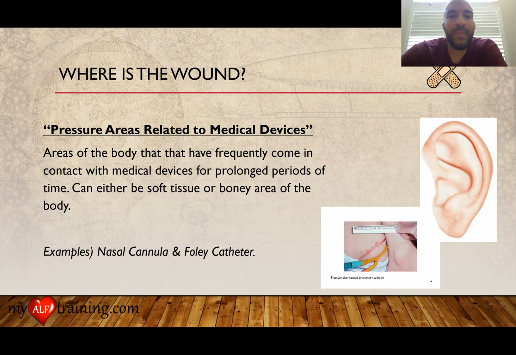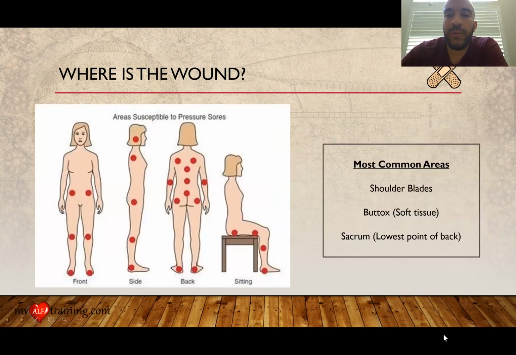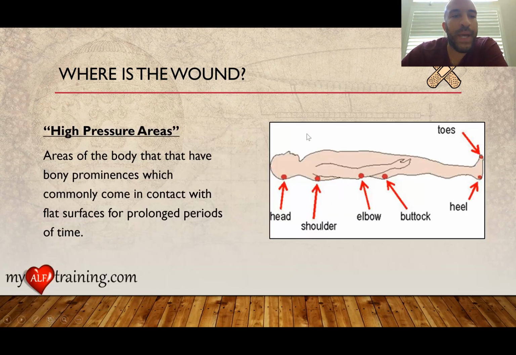Well, I'm talking about areas of the body that have frequently come in contact with medical devices for prolonged periods of time. And they can come into areas of soft tissue or bony area over the body. Remember in the last slide, I'm sorry, 2 slides ago, you can see the buttocks is a soft tissue area. So is under the thigh here. So is this side of the calf. This is soft tissue. But on this slide, I made note of bony prominences.